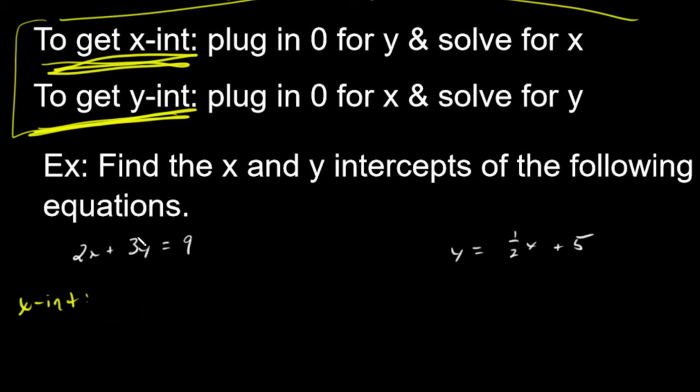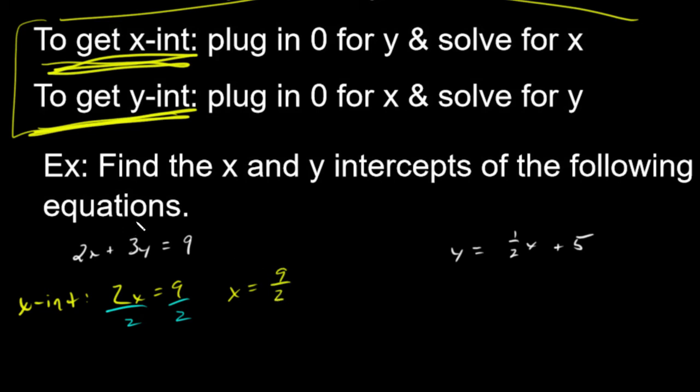So when you plug in 0 for y here, what is 3 times 0? Well, it's just 0. So it just cancels the term out. This is why this is convenient to do. And you get 2x equals 9. And then you solve for x. You divide by 2, and you get that x equals 9/2.